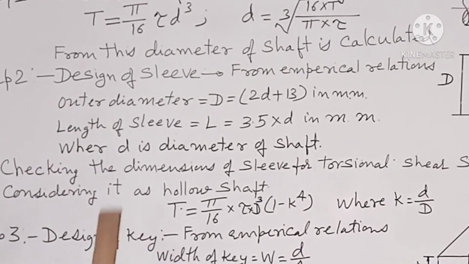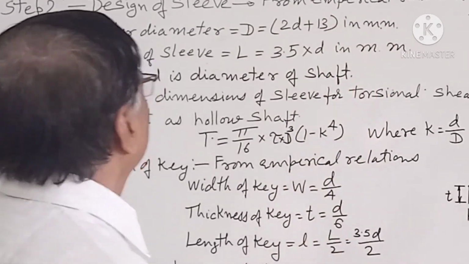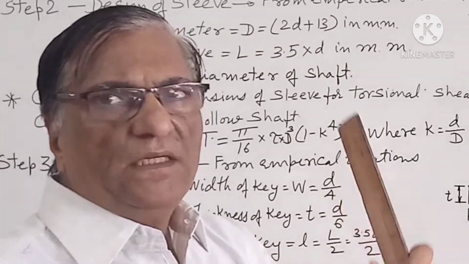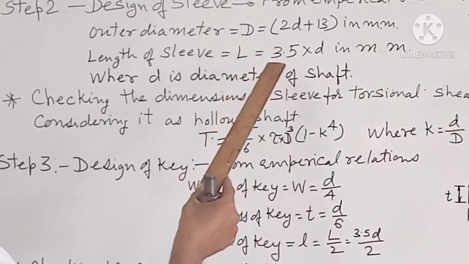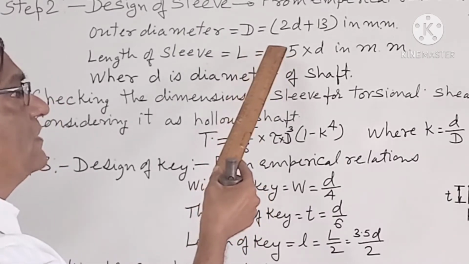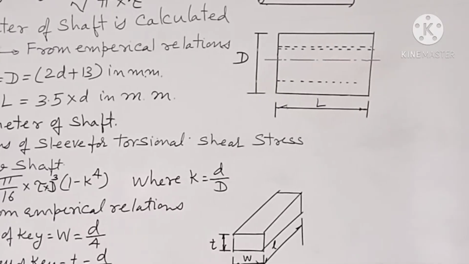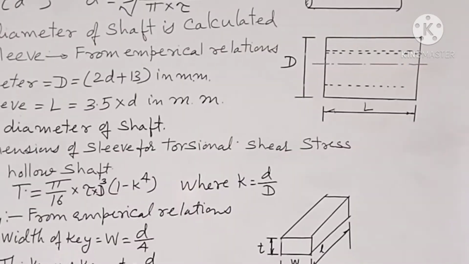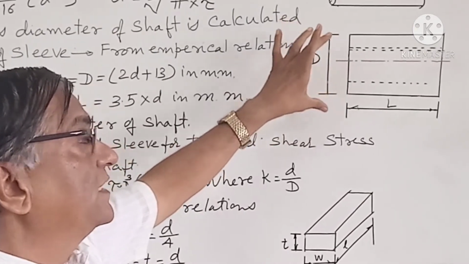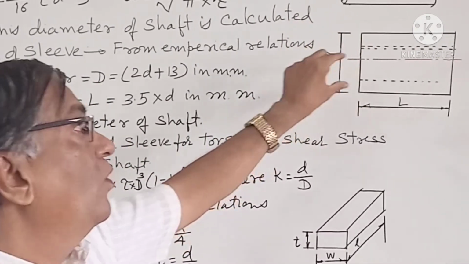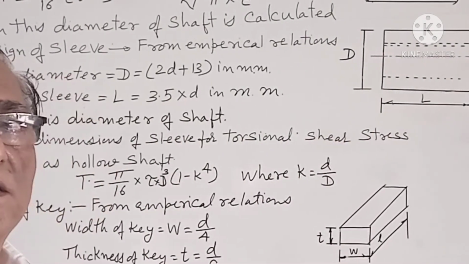Step 2, design of sleeve. From empirical relations, the outer diameter of the sleeve is calculated by the empirical relation capital D is equal to 2d plus 13. Here 13 is added for the weakening effect of the keyway in the sleeve. Generally we take twice the diameter of the hole, but 13 is added for the weakening effect of the keyway.